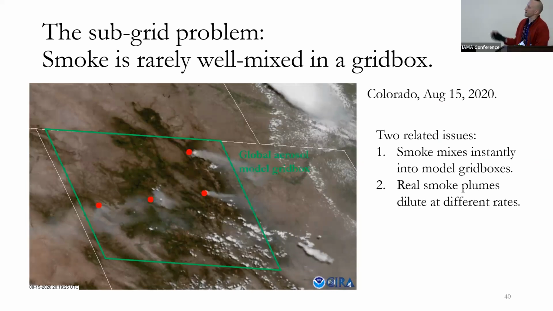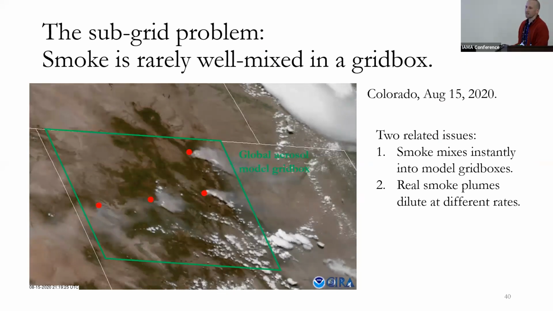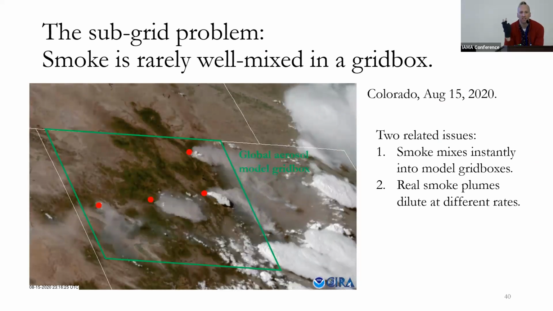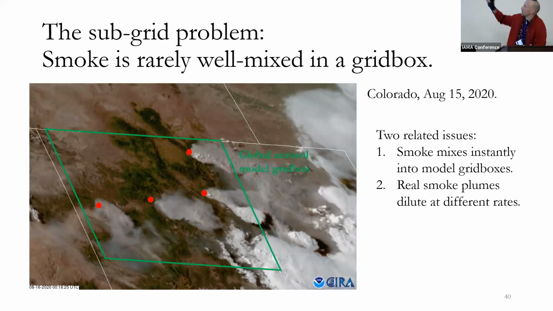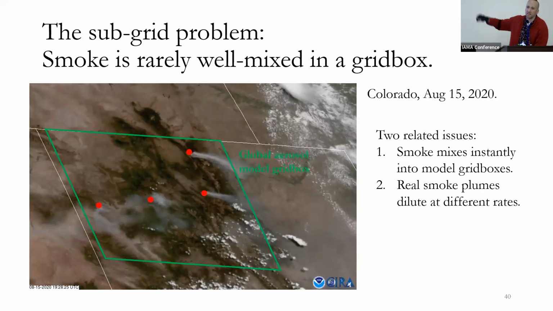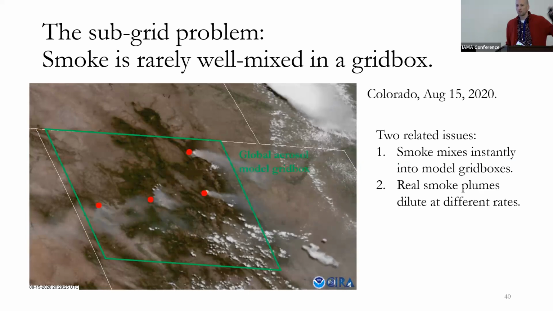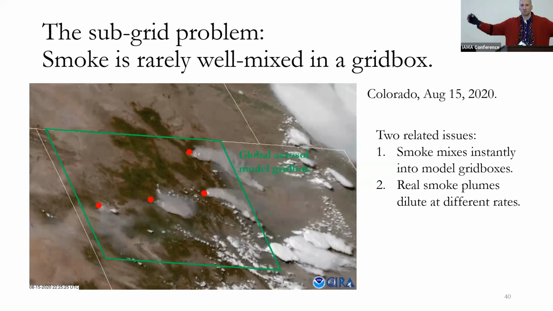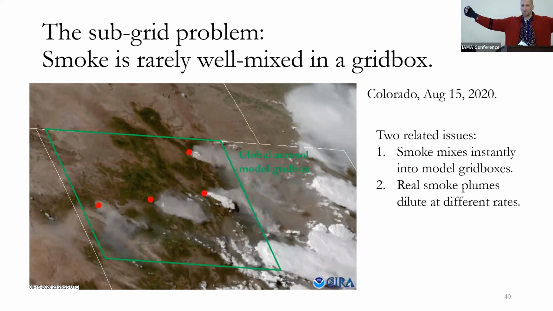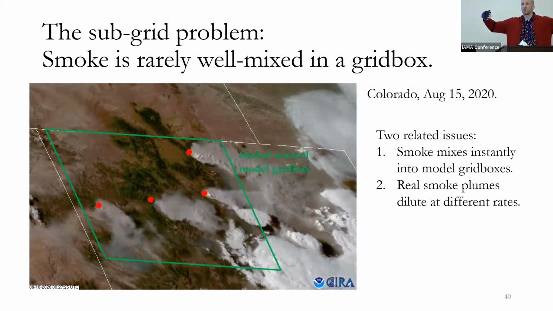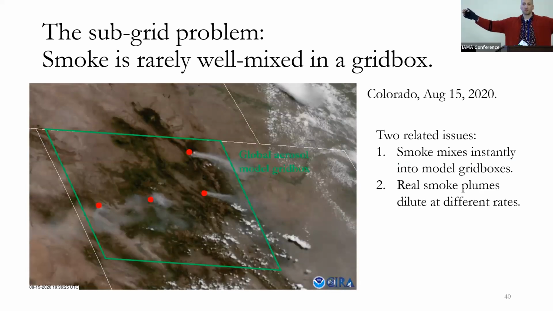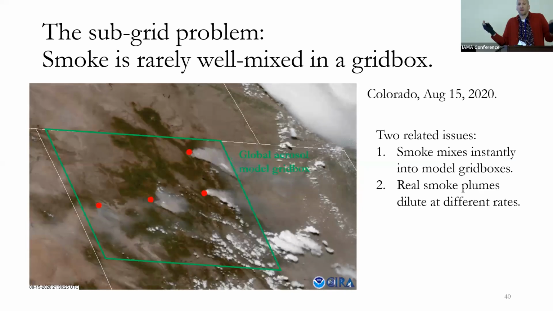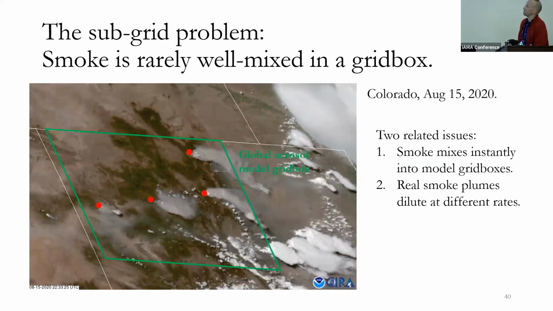Okay, so just reiterating this point again, we have these model grid boxes and we're emitting smoke into them. There are two issues here related to how we change concentrations of smoke. One, we have smoke that instantly mixes into our grid boxes. And two, real smoke plumes dilute at different rates. Some smoke plumes are going to go down to 20 micrograms per meter cubed within an hour. Other smoke plumes are going to stay at 1,000 micrograms per meter cubed of PM within an hour. So we're talking orders of magnitude differences in concentrations for different plumes.